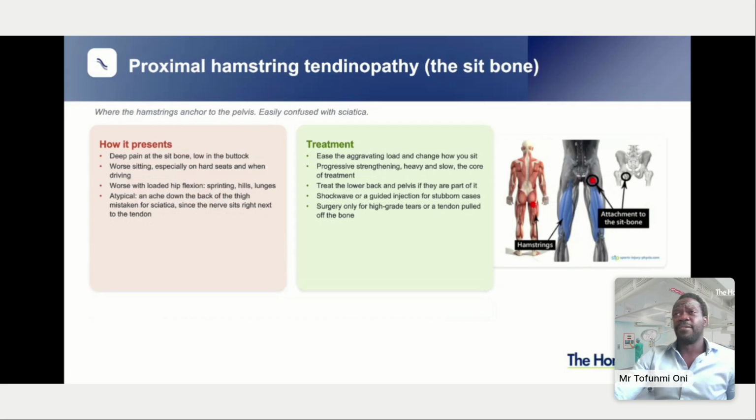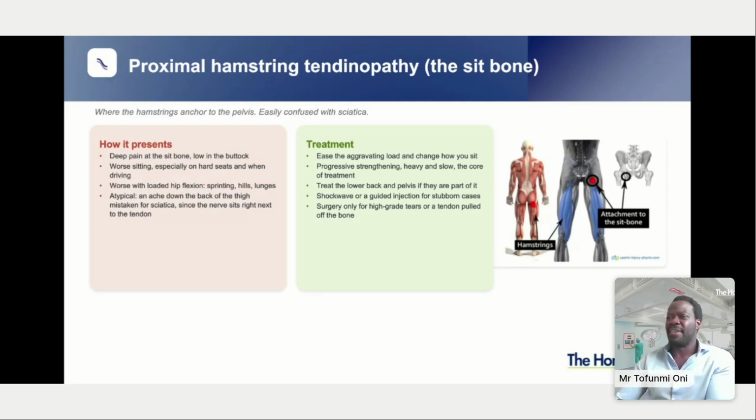One of the other things we talked about in terms of pathology was a proximal hamstring tendinopathy. So where your hamstring tendons start from is very much where your sit bone is, and if you have a bursitis or tendonitis around that area, then you can have deep pain around the sort of low buttock, especially when sitting down on hard seats or using your hamstring tendon muscles. But again, this can also mimic where hip pain can come from.